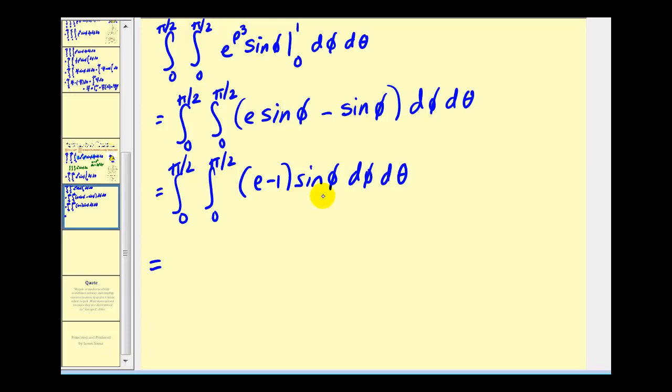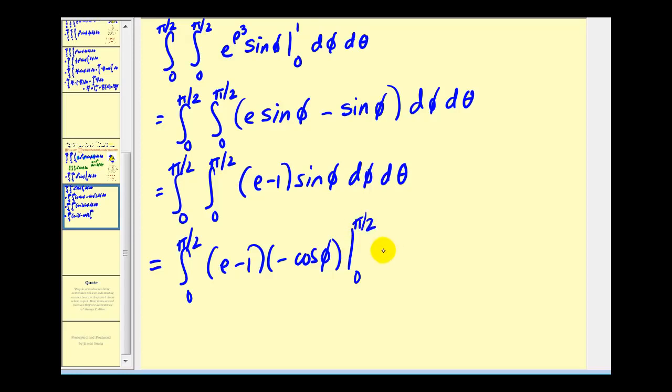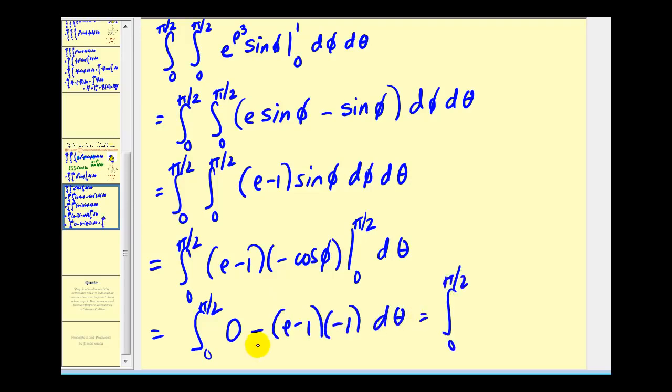And now when we integrate with respect to phi, that's going to give us a negative cosine phi. So when phi is pi over 2, cosine pi over 2 is going to be 0. So we'd have 0 minus, and then when phi is 0, this will be negative 1. So we'll have e minus 1 times negative 1. So this will just give us e minus 1.